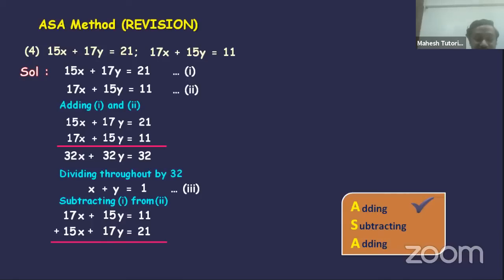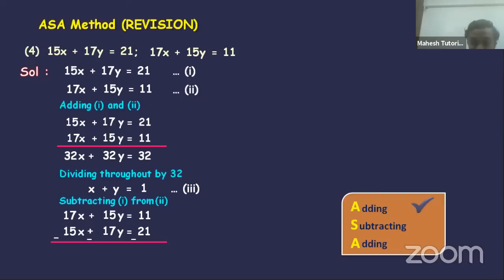तो 15x का साइन is प्लस, चेंज होगा तो क्या होगा स्टूडेंट्स? माइनस. 17y का साइन is प्लस, तो चेंज होगा तो क्या होगा स्टूडेंट्स? परफेक्ट. माइनस. 21 का साइन is प्लस, चेंज होगा तो क्या होगा स्टूडेंट्स? परफेक्ट. माइनस. ठीक है. तो नाउ मूविंग फर्दर.